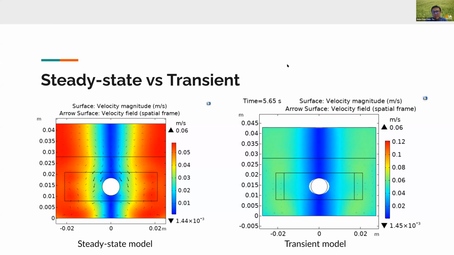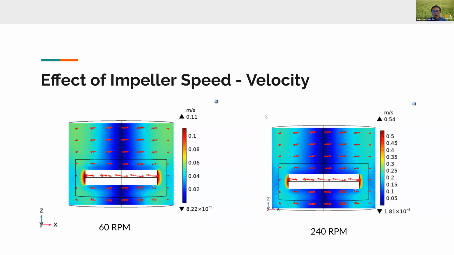So next slide, please. So in our model, next slide, please. Okay, I did advance the slide. You should be seeing effective impeller speed velocity. Okay, is that what you see? I see it now.